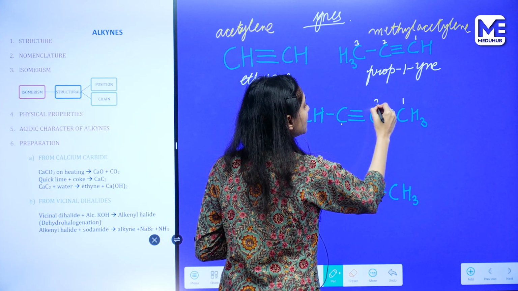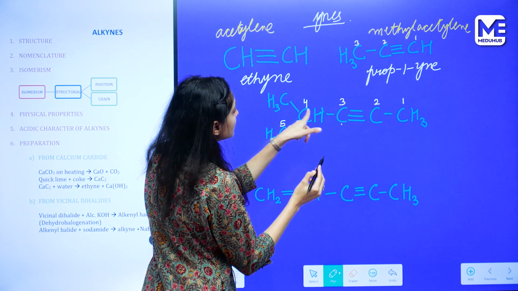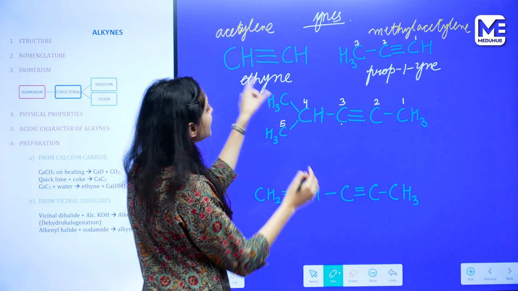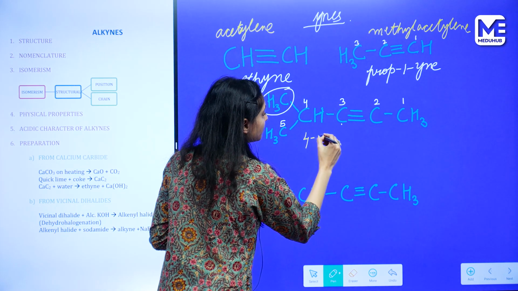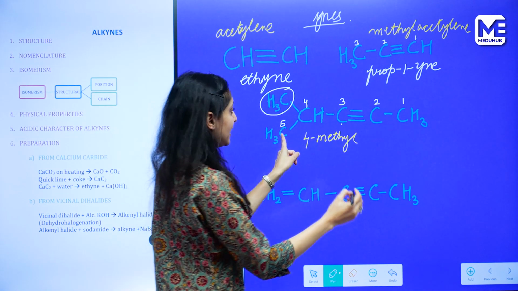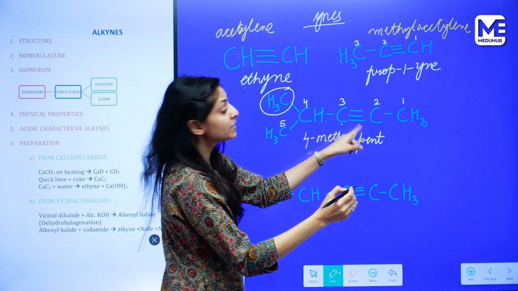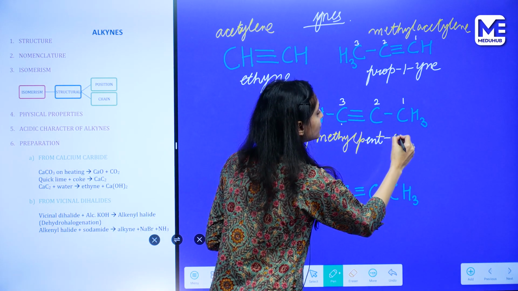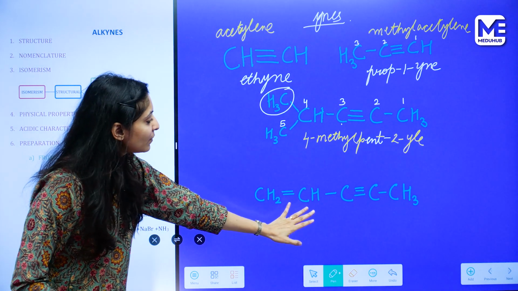So we'll number it. At the 4th carbon, there is a methyl group here. So we have 4-methyl pentyne. And where is the triple bond? It is at the second carbon, so pent-2-yne. Right?